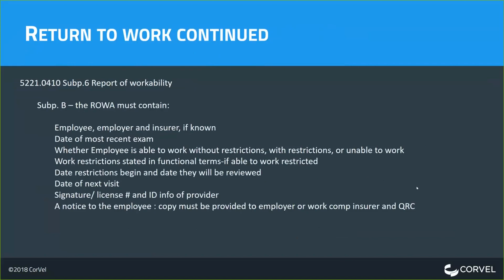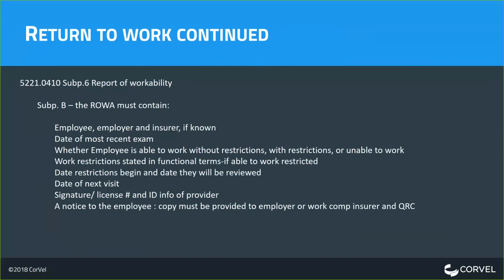Again, regarding report of workability, it must contain the employee's name, the employer and the insurer, if known, the date of the most recent exam. That's very important. You want to detail whether the employee is able to return to work without restrictions, with restrictions, or if they're not able to work. And the work restrictions should be stated in functional terms.